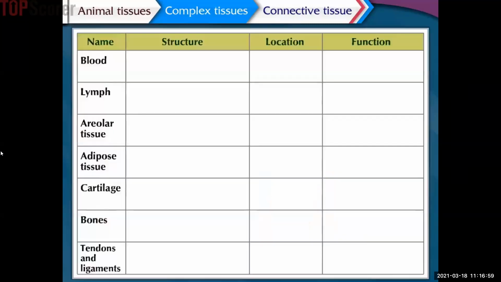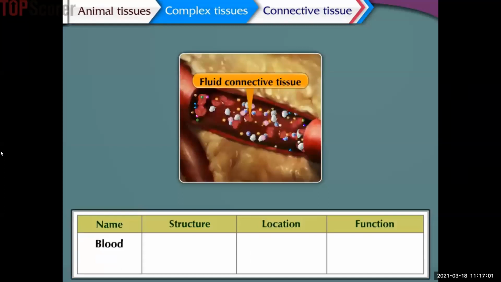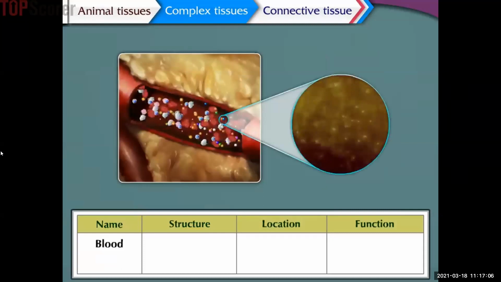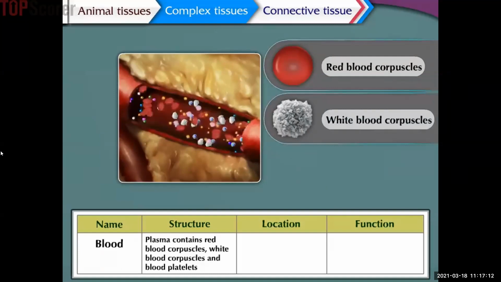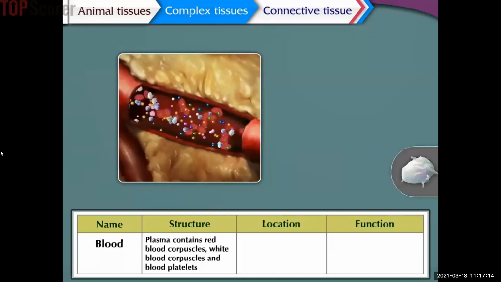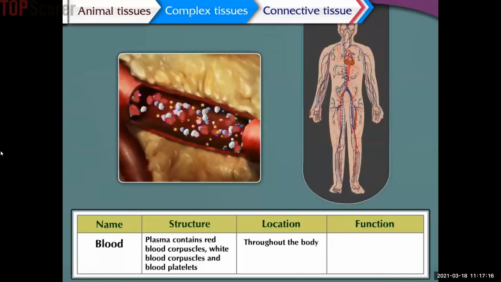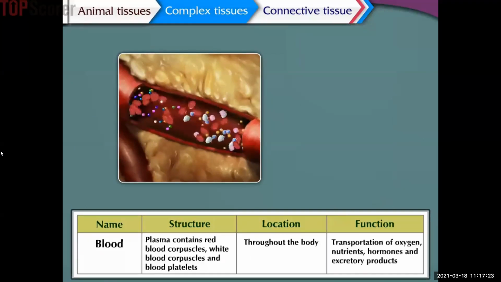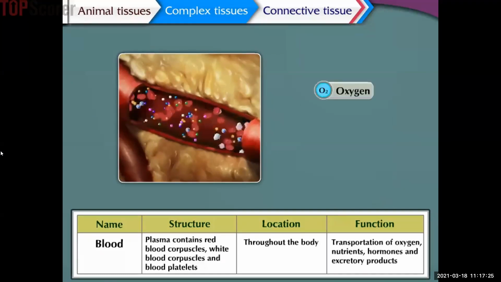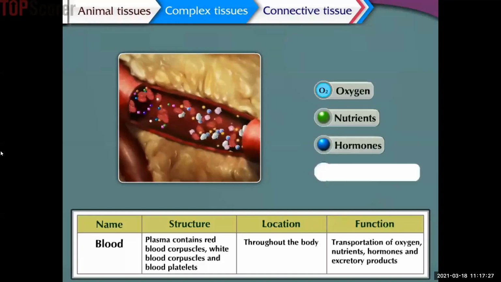Blood. It is a fluid connective tissue. It has a fluid matrix called plasma, in which red blood corpuscles, white blood corpuscles, and blood platelets are suspended. Blood flows throughout the body by the closed circulatory system. The blood transports oxygen, nutrients from the food, hormones, and excretory products.